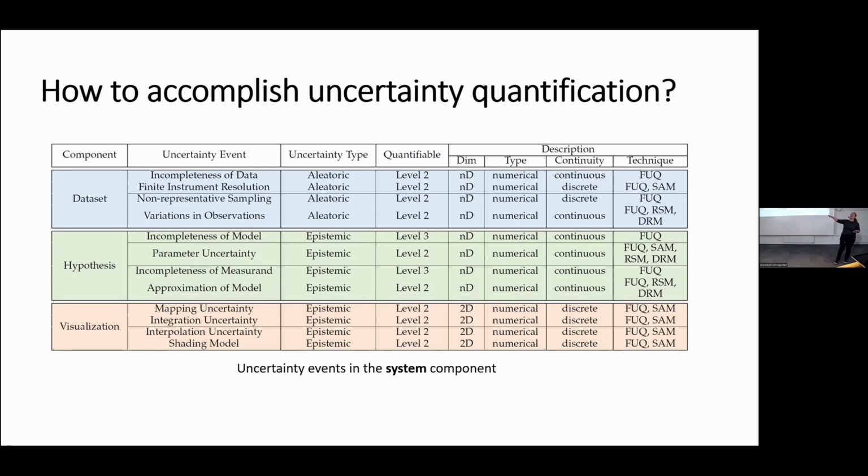And for visualization, this goes a lot with how we are actually visualizing our data. What is the mapping strategy that we're using? What is the integration that happens when we're displaying something? And why am I showing you this table? Because we can now see what type of uncertainty we're talking about.